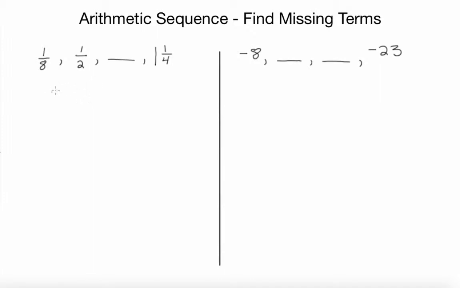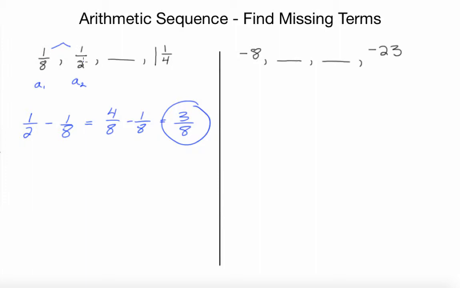So on this one, I don't know the missing term, but I do know the first term, A1, and the second term, A2, and all I need is two terms to be able to find out what the common difference is. So let's subtract 1/2 minus 1/8. To do that, I need common denominators, so I'm going to change 1/2 into 4/8 minus 1/8, and there we get 3/8. So the difference, I'm getting bigger from 1/8 to 1/2, and I just took the difference between those and found that it was 3/8.